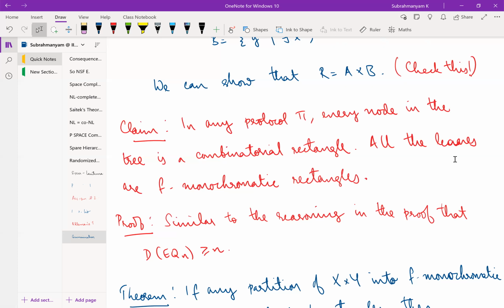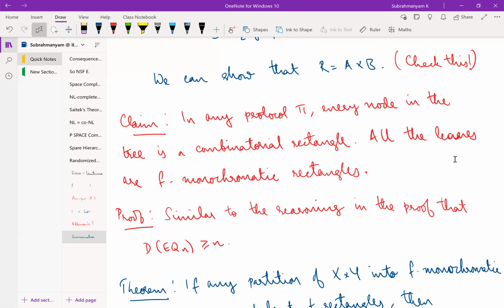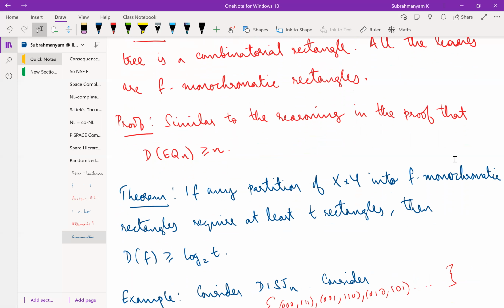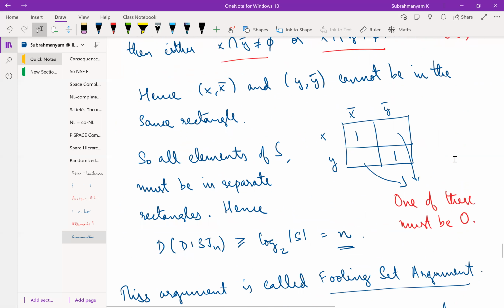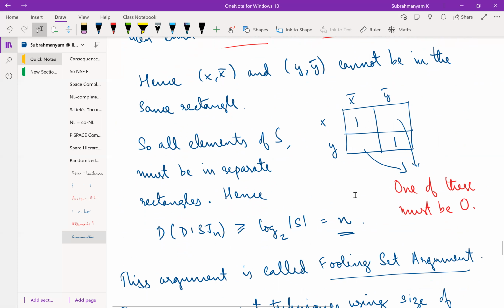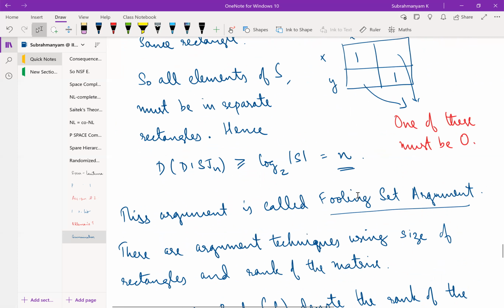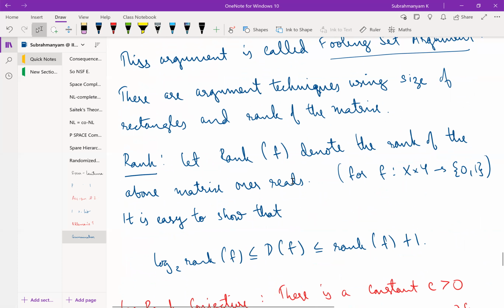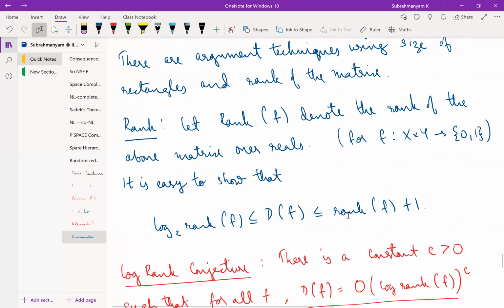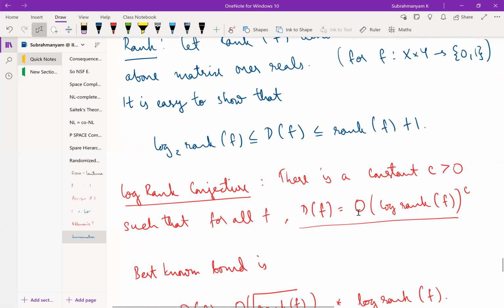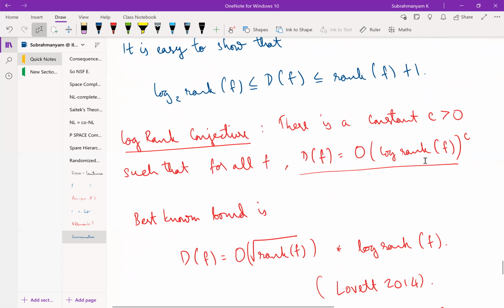Then we got this bound that if any division of the matrix into monochromatic rectangles requires at least T rectangles, then the communication complexity is at least log T. We saw the fooling set argument for disjointness, where we showed that it requires 2^n rectangles. Then we saw the bound involving the rank of F, the rank of the matrix over reals. We saw that deterministic complexity is lower bounded by log rank and upper bounded by rank. And finally, the log rank conjecture states that deterministic complexity is upper bounded by log rank to the power of some constant.